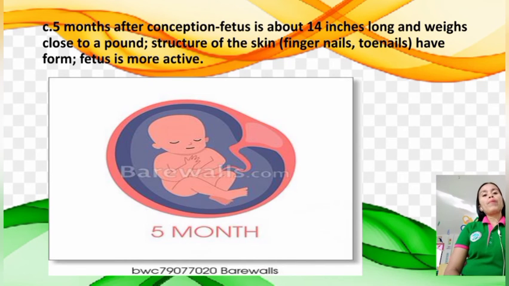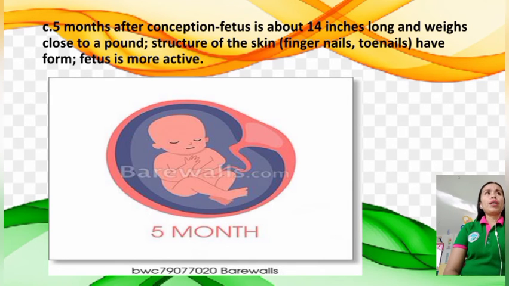Next, 5 months after conception, fetus is about 14 inches long. So naginanay na siya og ka taas. Then weighs close to a pound. So dool na sa pounds ang iyang timbang. Structure of the skin. So na-develop na ang structure sa skin and fingernails. Nails have formed. Fetus is more active. So more active na ang fetus ani nga time.